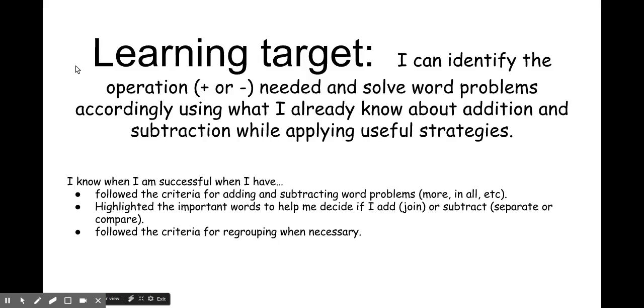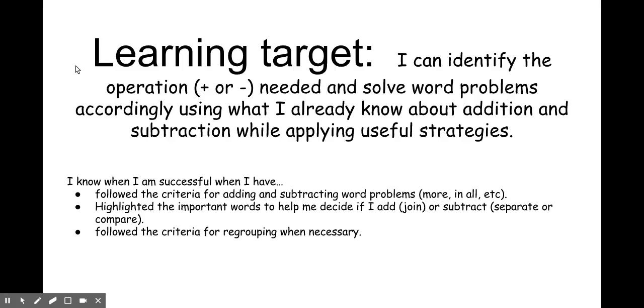Today we are going to be working with story problems. So our learning target is: I can identify the operation, adding or subtracting, needed and solve the word problems accordingly, using what you already know about addition and subtraction and using the strategy that helps you to solve the problem the most.